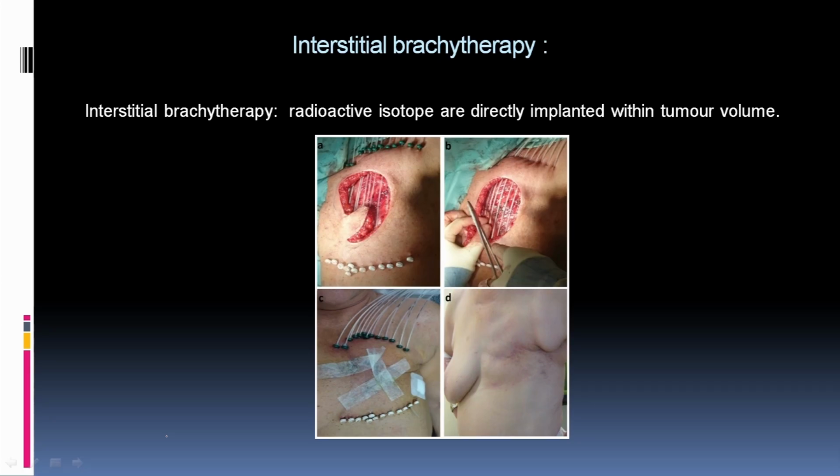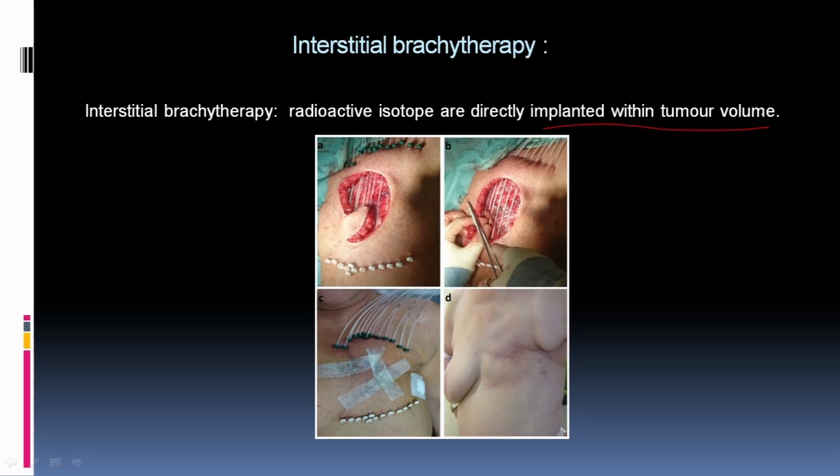Now, as I mentioned in the previous class where we discussed the principle of brachytherapy, we discussed the definition of interstitial brachytherapy. Interstitial brachytherapy is where we apply the radioactive isotopes directly within the tumor volume. So, radioactive isotopes are directly implanted within the tumor volume.